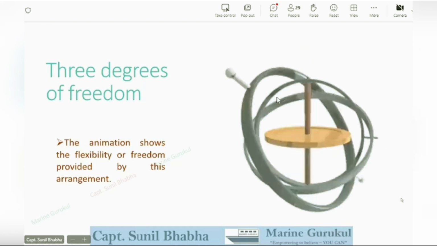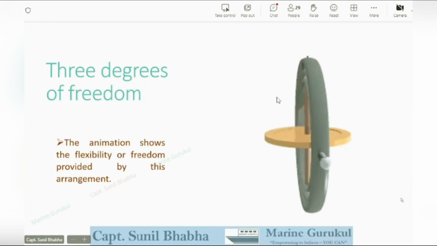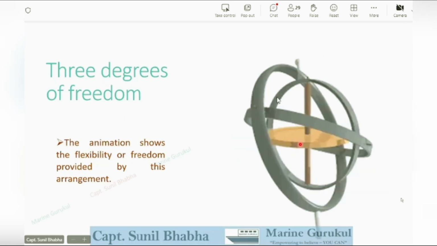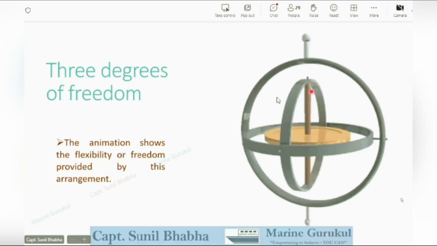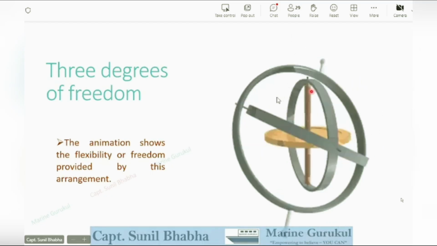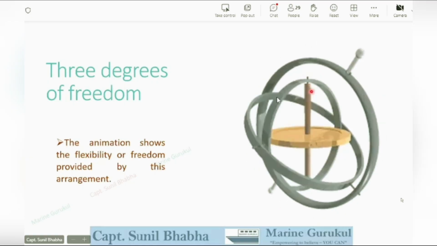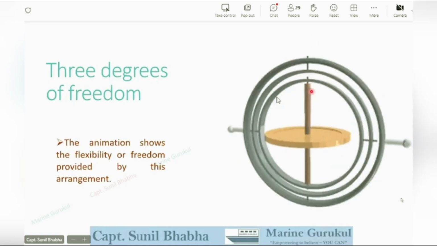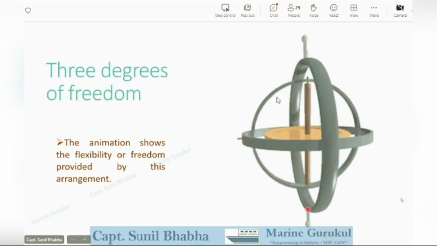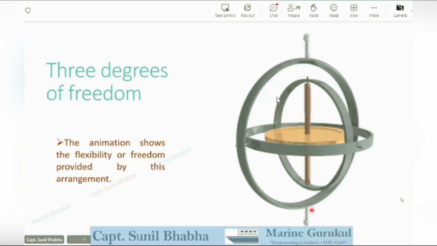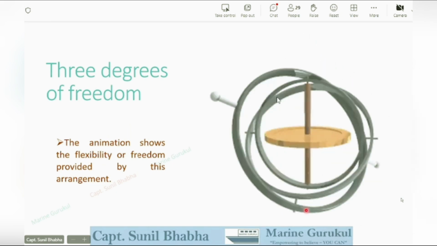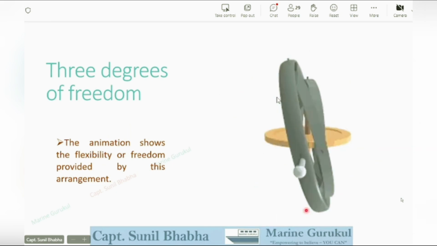Now, if you look carefully at this animation, you will understand that our spin axis and the rotor and spin axis arrangement is not restricted in any way to move in any direction it likes. Or you can understand it from a different viewpoint. If you apply any force to the outer member, you may move the outer member. It has handles on both the sides. So you may push and pull on these handles. Try to apply any force on the outer member.